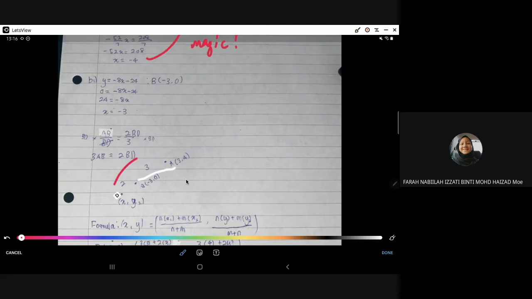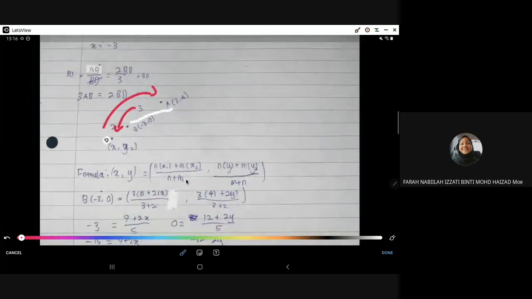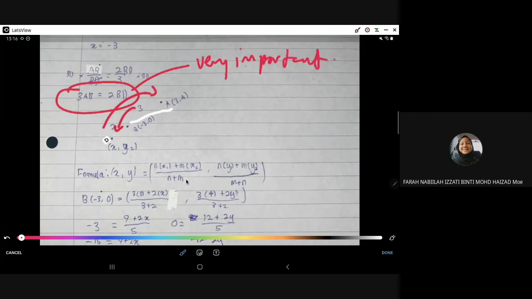get 3AB equals to 2BD. So when we have found the coordinate of point B and the ratio, we can insert into the coordinate formula. And then we rearrange, we will get the coordinate of point D, which is -12 and -6.